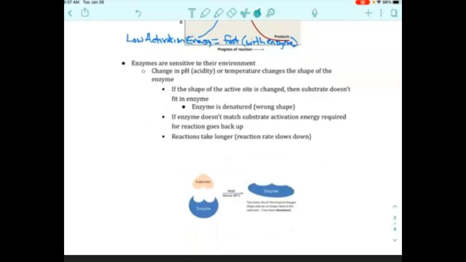So we're saying that if we have tools, we get our jobs done faster. It's the same way with the cell. If the cell has the tools, then it can make the change happen quick. But let's imagine for a second that something happens to the tools that changes the shape of the tools, okay? If the tool doesn't have the right shape, can it do the right job? No, it can't. And so enzymes are sensitive to their environment. If there's a change in pH or a change in the temperature, then that can cause the shape of the molecule to change.